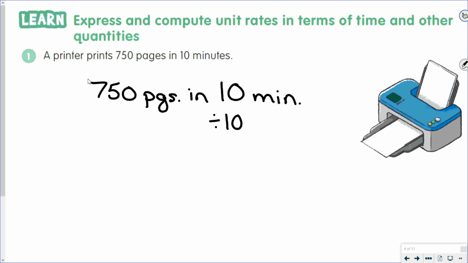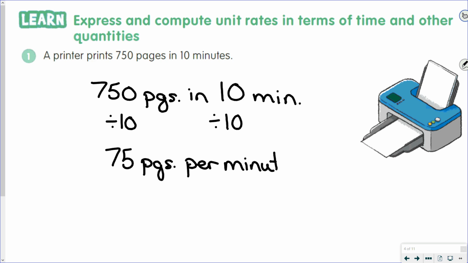And as we've worked with fractions and now with ratios, whatever we do to one term or one part of that, we have to do to the other. So since we're dividing the 10 by 10, we have to divide the 750 by 10. Well, 750 divided by 10 is 75 pages per minute, because 10 divided by 10 would be 1 minute.